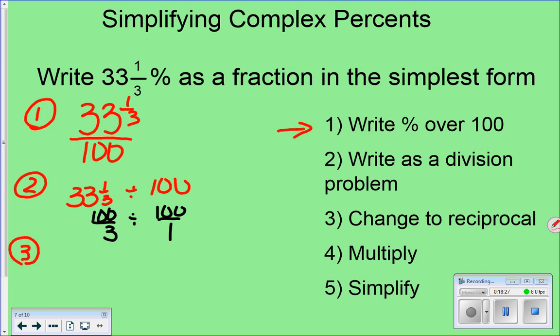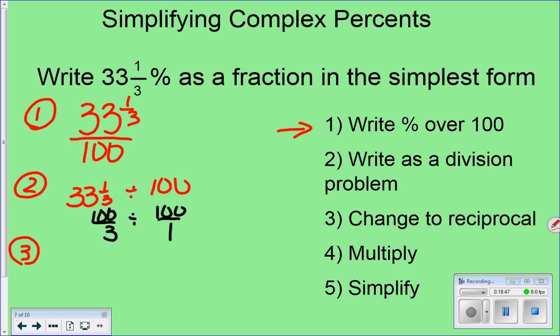That part didn't make sense? Okay, all I did was change it to an improper fraction. 33 times 3 is 99, plus 1 is 100. So I just changed it for myself already, so I'm ready to multiply. That's all I did. I just changed it for myself so I can start doing my problem.